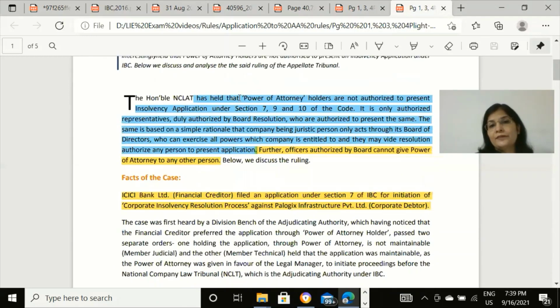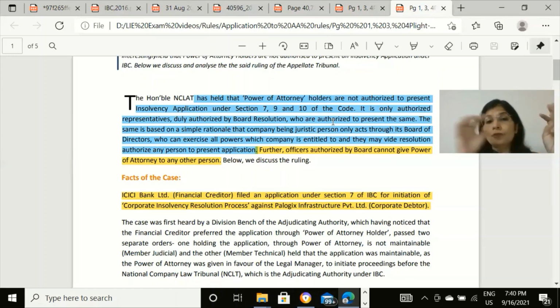NCLAT has held that power of attorney holders are not authorized to present an insolvency application under sections 7, 9 and 10 of the Code. It is only the authorized representatives who are duly authorized by the board resolutions who are authorized to present the same. So who can file the application on behalf of the financial creditor, operational creditor or corporate debtor? Their authorized representative, or those duly authorized by the board resolutions.